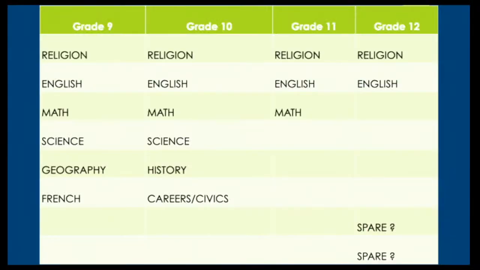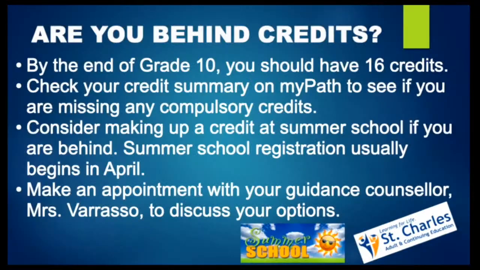This is just a chart right now showing what courses you should have taken in grade 9 and 10, all the compulsory credits. By the end of grade 10, you should have 16 credits when you start grade 11. If for some reason you are behind in credits, if you failed a credit or 2 along the way, I really suggest that you do make up credits at summer school. This is one way that you can get caught up on a credit.